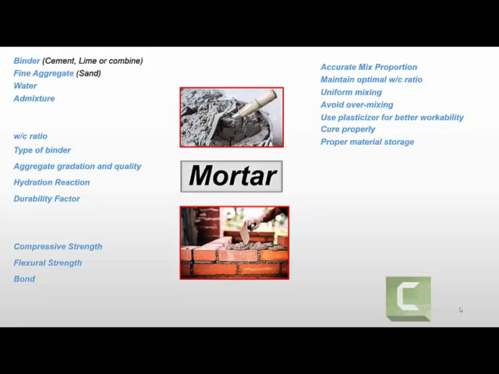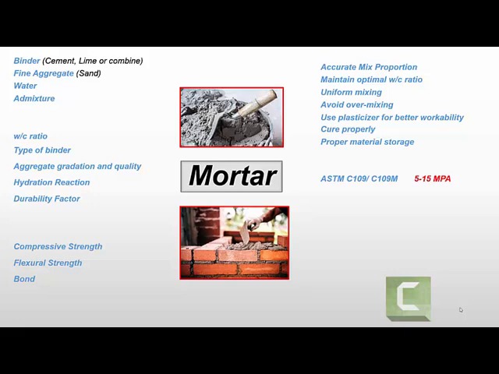Now, let's talk about lab results. We use ASTM C109/C109M for compressive strength. Compressive strength is mainly between 5 to 15 megapascal. For flexural strength, we don't really perform any test. We calculate flexural strength indirectly from compressive strength.